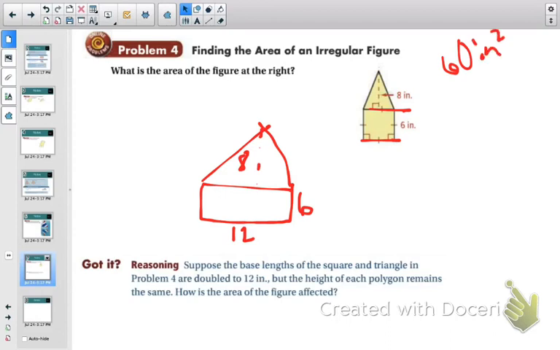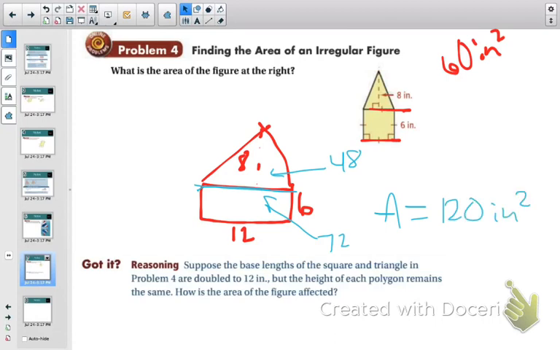So if we do the new area, what is happening? Okay, new area, this is going to be 6 times 12 is 72. This one is going to be 1/2 times, so your base is now 12. So 1/2 times 12 is 6, 6 times 8 is 48. 72 plus 48 is 120. So our area is going to be 120 square inches.